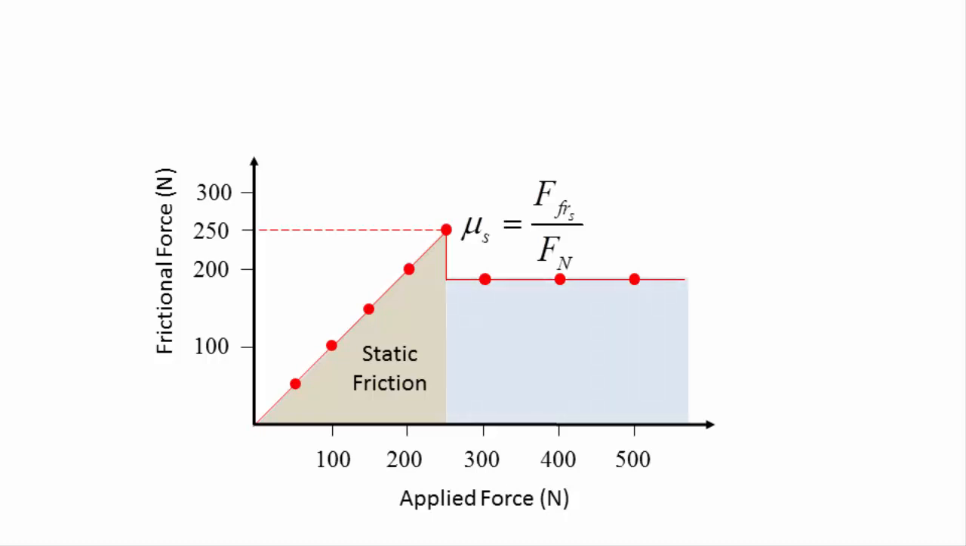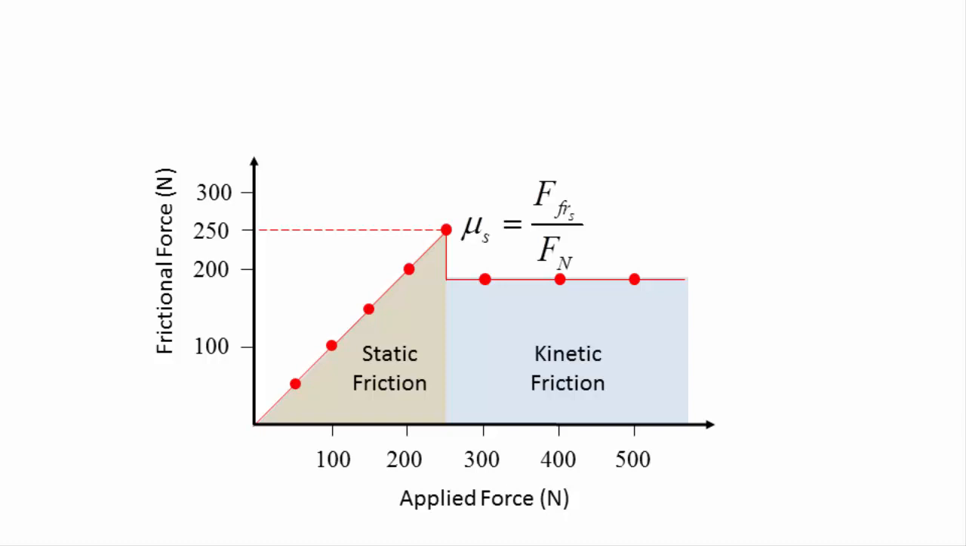In the second region, the threshold force has been exceeded by the applied force and the box begins to move. Friction acting in this region is called kinetic friction. In this region, the frictional force is approximately constant, but is less than the static threshold force. So once a mass begins to move, it is generally easier to keep it moving across the surface than to start it moving from rest.